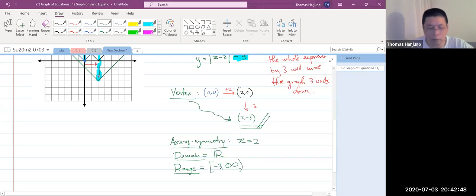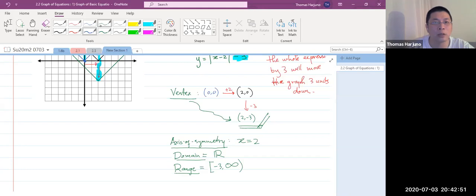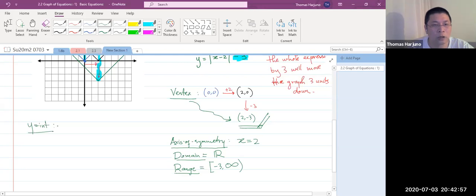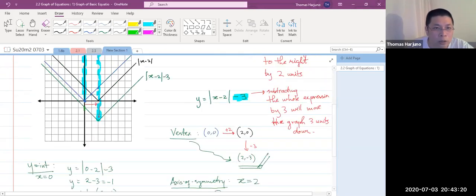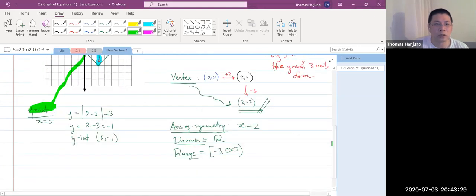Suppose I ask, what's the x-intercept and y-intercept? The y-intercept is actually not hard. You set x equals 0, right? y equals absolute of 0 minus 2, minus 3. Absolute of -2 is 2, minus 3, that's -1. So the y-intercept should be (0, -1). Hope you can see it there. That's the y-intercept.